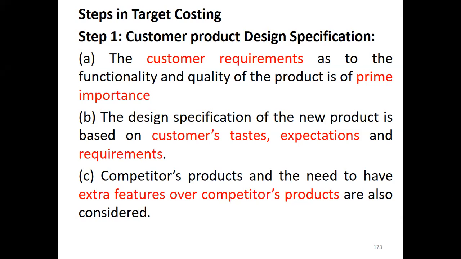By understanding these expectations, by understanding the gap between customers expectations and competitors product, अभी कस्टमर क्या चाहता है और अभी कॉम्पिटिटर क्या डिलीवर करता है, तो ये दोनों में से गैप फाइंड आउट करके मुझे मेरा प्रोडक्ट का डिजाइन बनाना पड़ेगा, so that customer will accept my product. Okay, so design and specification of your product, it is the first step in target cost. Now this design specification of new product is based on customer taste, customer expectations and customer requirement.